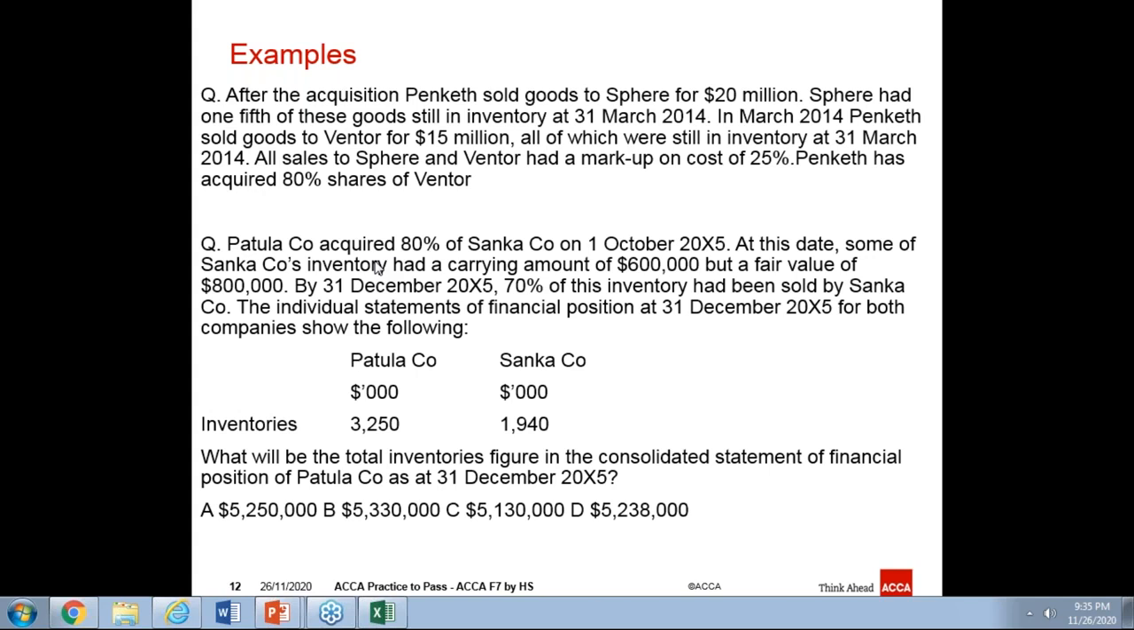You can still read the question again. There is no sale between the parent and the subsidiary or the subsidiary to the parent. This is still a fair valuation adjustment of the subsidiary company. It says that at this date, some of the Sanka's inventory had a carrying amount of 600,000, but had a fair value of 800,000. So the inventory should be valued at 800,000. So we have to do the fair valuation adjustment of 2 lakh at the date of acquisition. But because we are calculating the closing inventory at the year end, and 70% of the stock was sold outside the group, you have to do the fair valuation adjustment only for the 30%. So this is not an unrealized profit case.